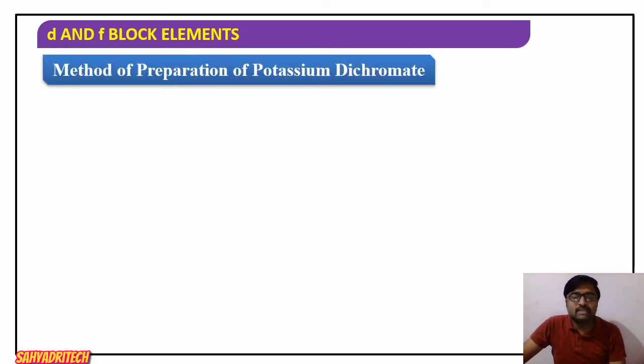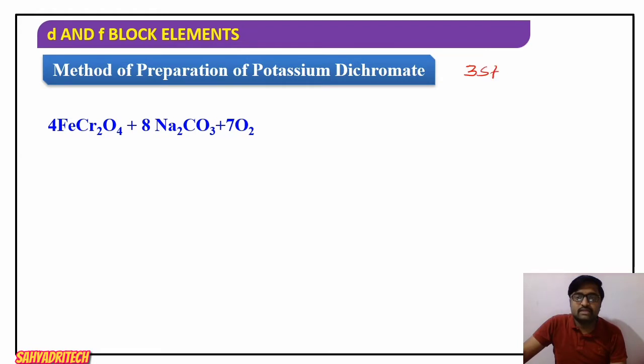If I consider the method of preparation of potassium dichromate, it mainly involves how many steps? It involves three steps. I will try to explain stepwise. So first, look at the reaction equation. What is it? FeCr2O4. The name of this compound is generally chromite ore. Then Na2CO3, we know sodium carbonate, and O2, oxygen.